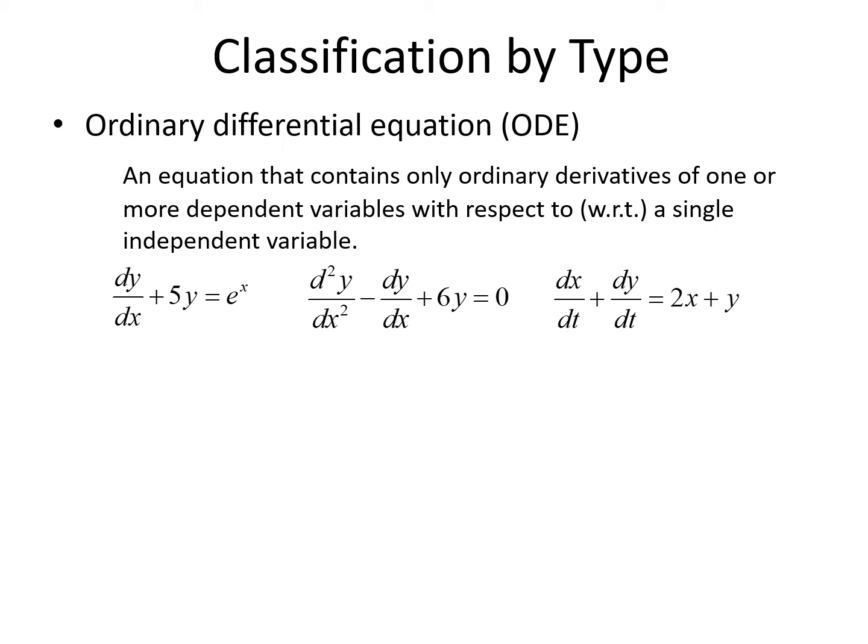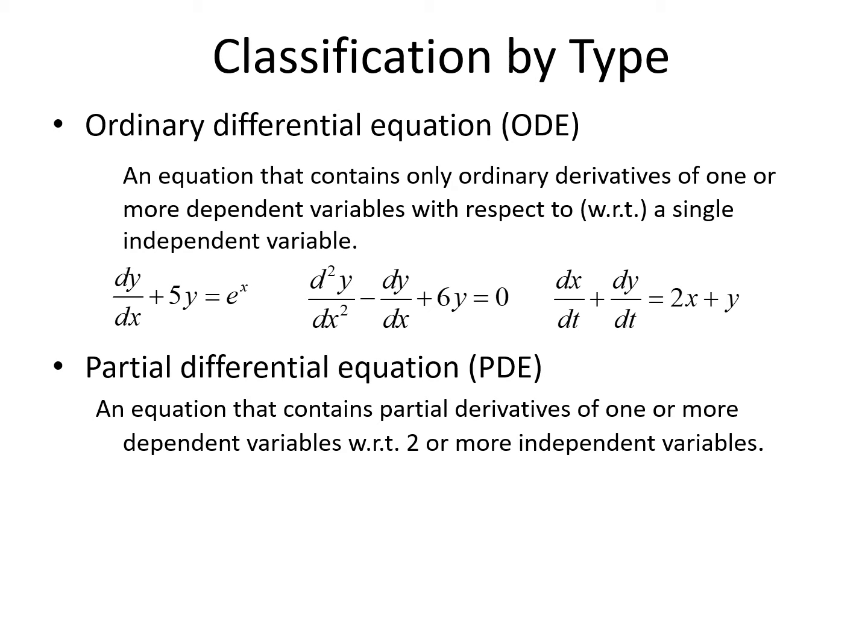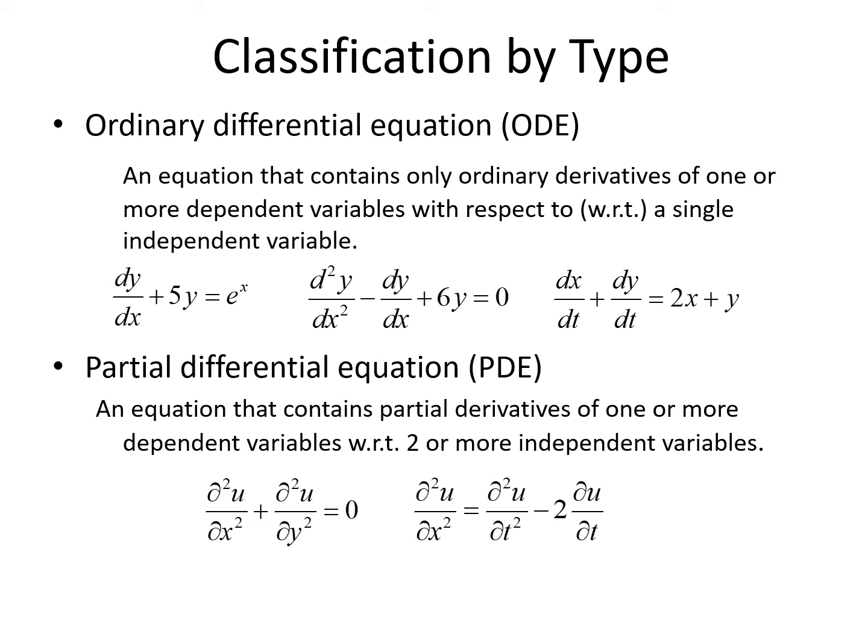The other type of differential equation we can have is a partial differential equation. The definition says an equation that contains partial derivatives of one or more dependent variables with respect to two or more independent variables. So some examples of PDEs are the second partial of u with respect to x plus the second partial of u with respect to y equals 0, or the second partial of u with respect to x equals the second partial of u with respect to t minus 2 times the first partial of u with respect to t.